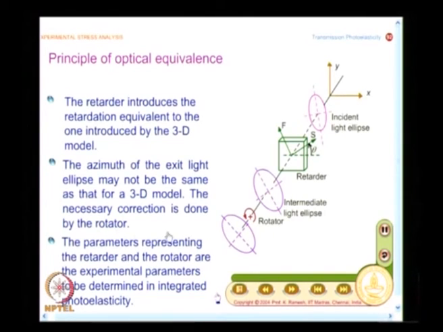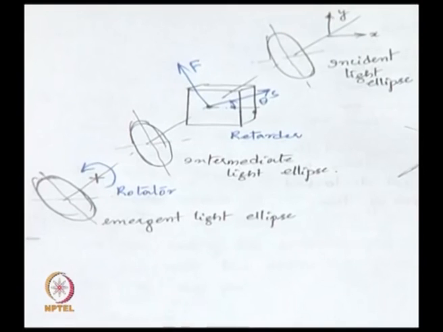So, experimentally you determine the parameters representing the retarder and the rotator. So, I will have to determine 3 quantities when I go to 3 dimensional photoelastic analysis, not one quantity, and its interpretation as a physical variable is very challenging, it is not simple.